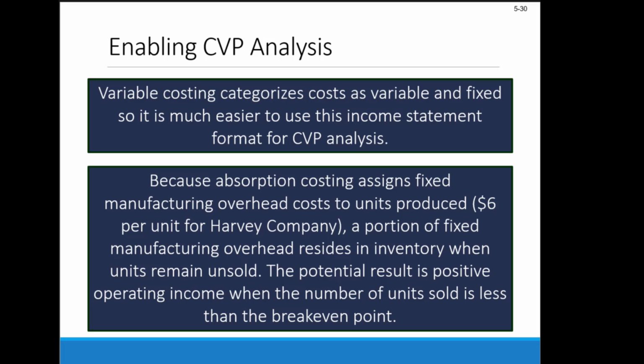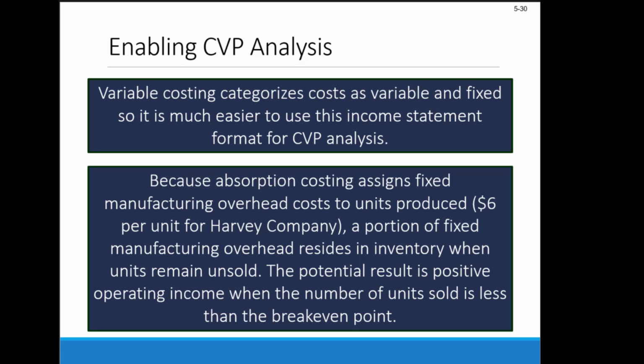Just a couple more things for us to keep in mind related to these two costing methods. Variable costing, as we know, categorizes costs as variable and fixed, so it's certainly an easier fit to use that contribution format income statement for CVP analysis.